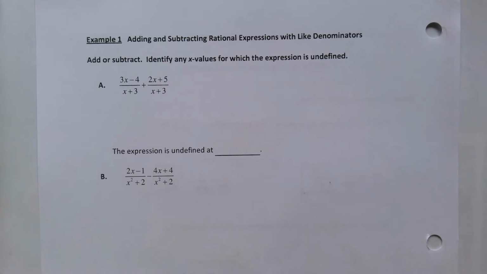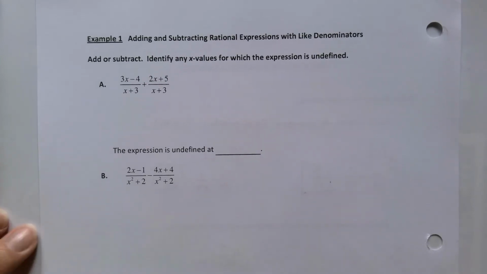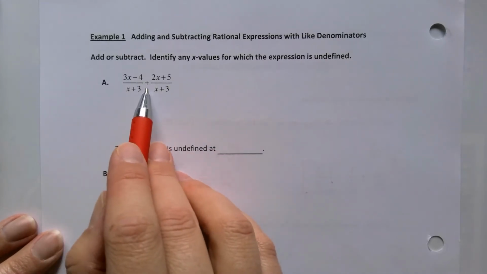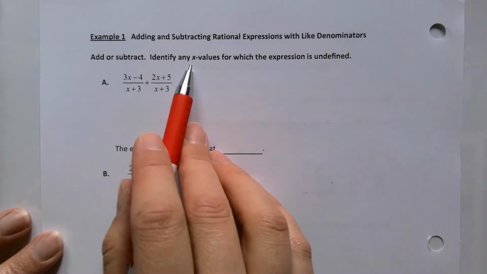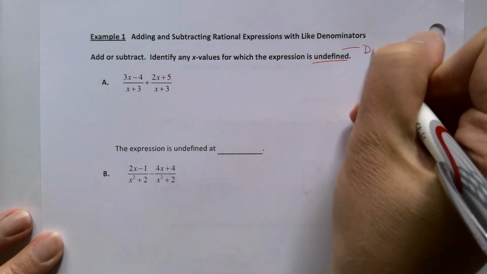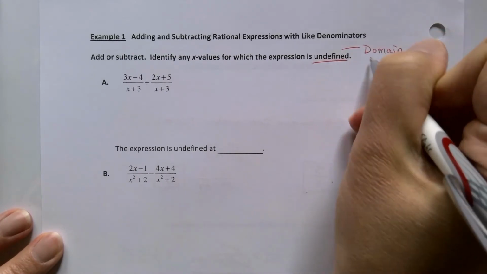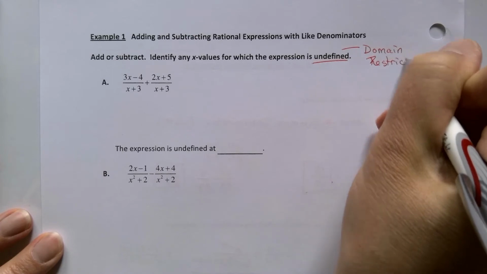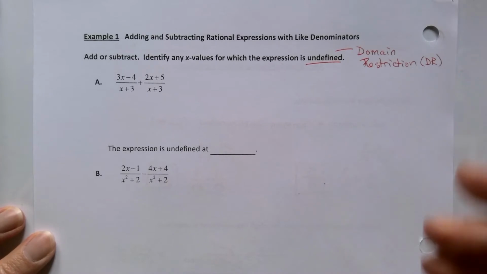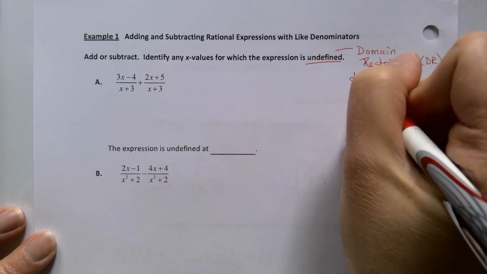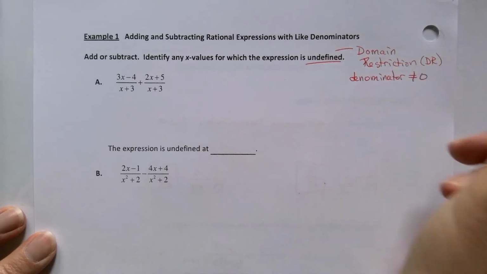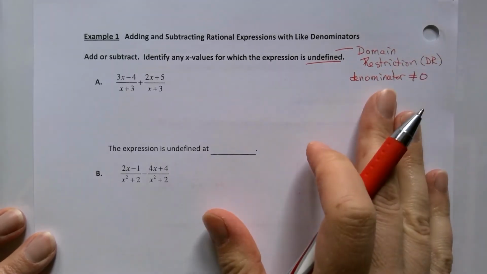All right, now, what you want to notice in the directions is that we are to add or subtract. So don't confuse this with multiplying and dividing. And we want to identify any x values for which the expression is undefined, meaning we have a domain restriction. And again, you'll see me refer to the domain restriction as a DR. And the domain restriction comes from the fact that the denominator cannot equal 0. So again, prior knowledge, we're using it again.